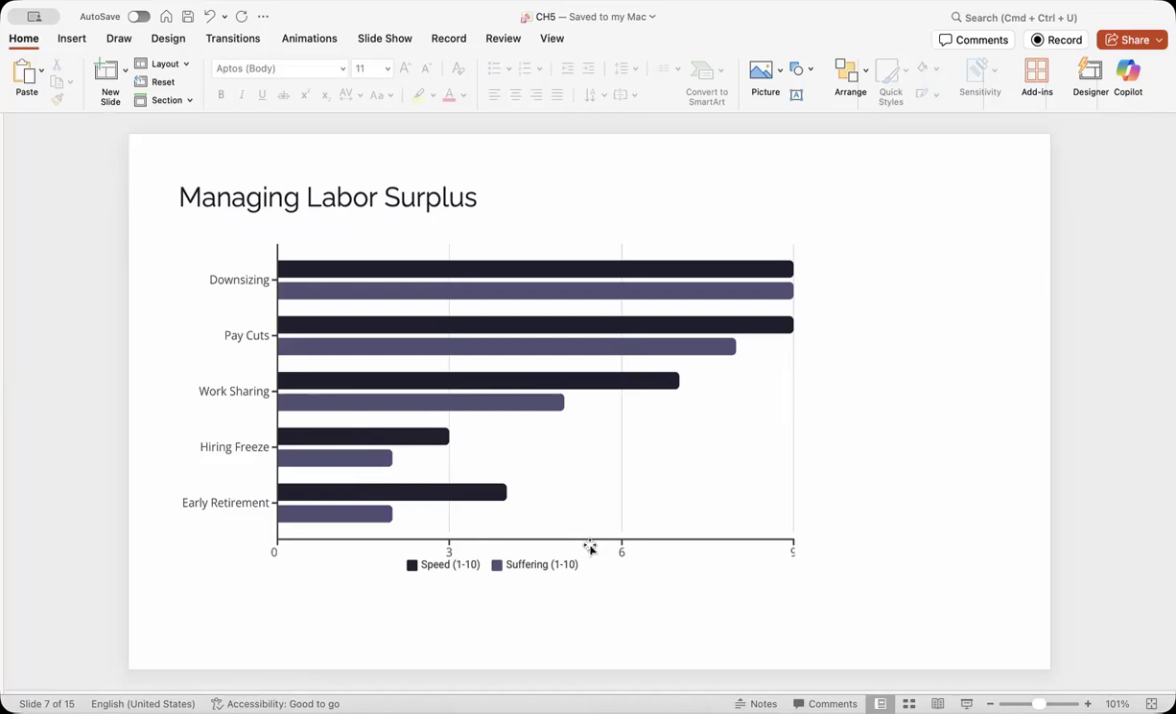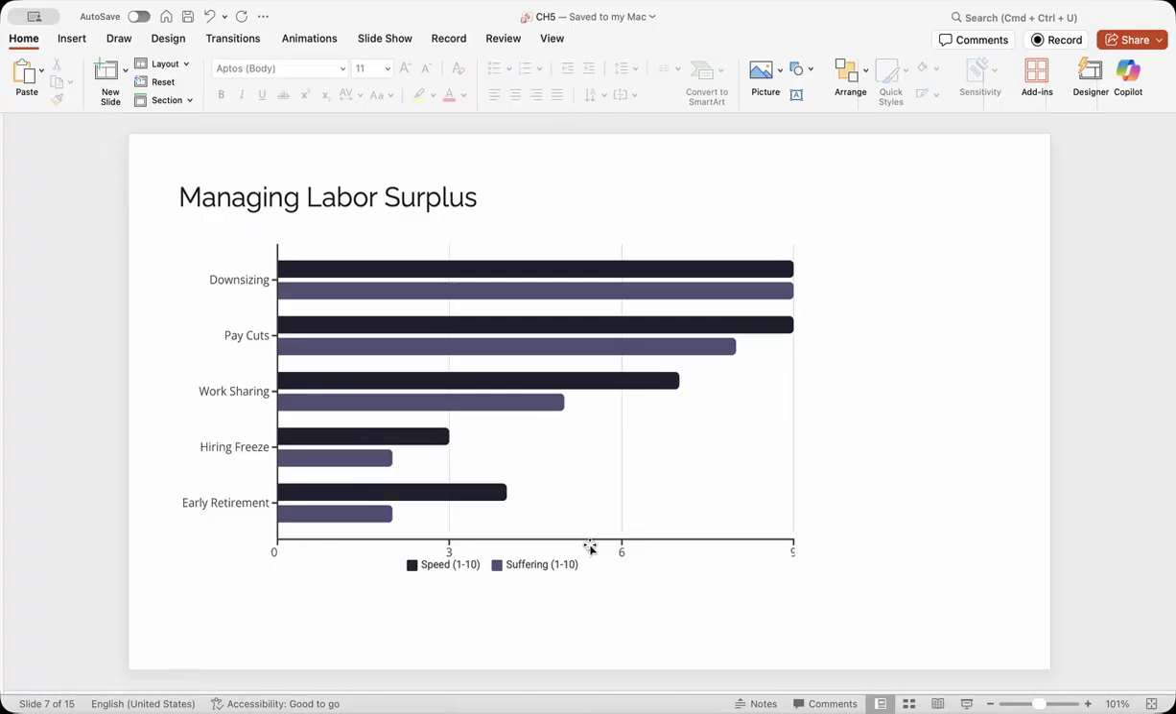Managing labor surplus, right? When we have too many people in our organization, we need to cut. What are the ways that we can do that? There are 5 different ways that we can cut people: downsizing, pay cuts, work sharing, hiring freeze, early retirement. What we look at is the speed at which we can get it done and the suffering of the employee for each of these.